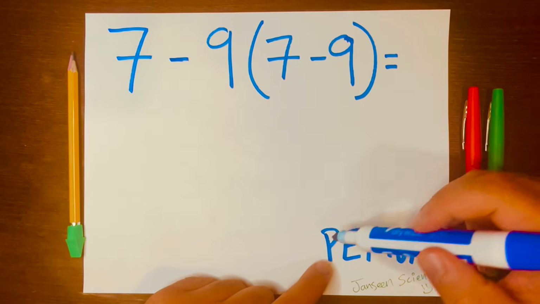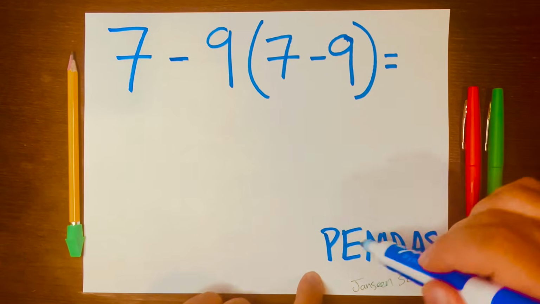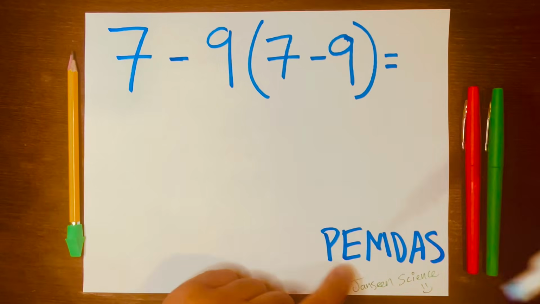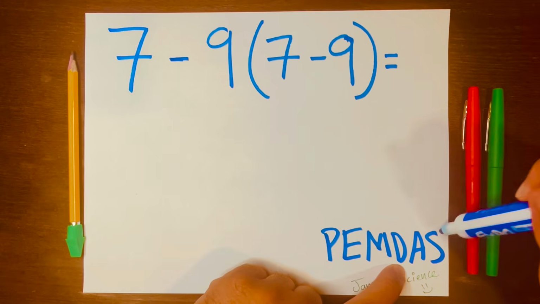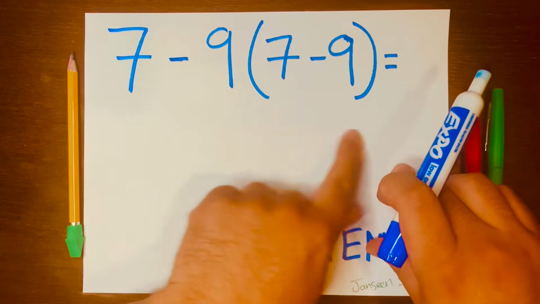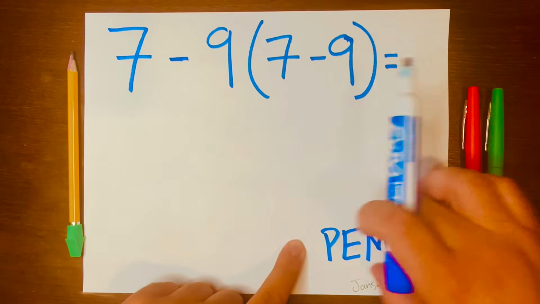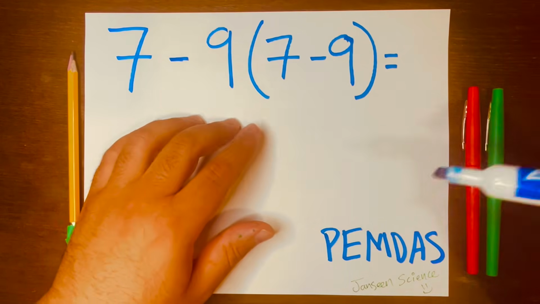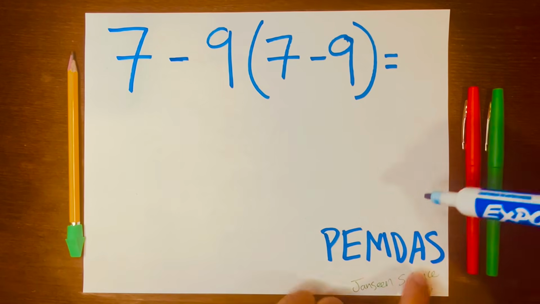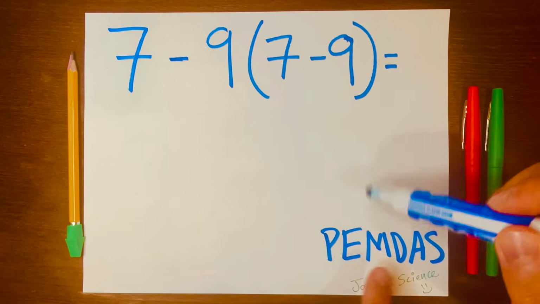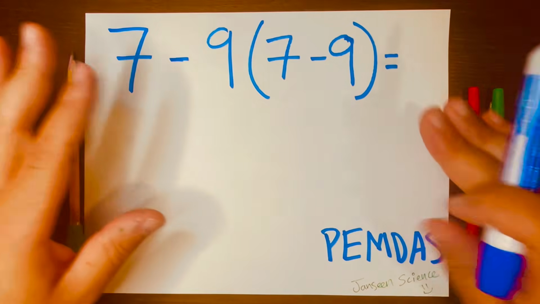I'll be using PEMDAS to help us solve this problem, and an easy way to remember PEMDAS is Please Excuse My Dear Aunt Sally, where P stands for parentheses, E stands for exponents, M for multiplication, D division, A addition, S for subtraction. If I analyze this problem, I see subtraction, I see parentheses, I see multiplication. So PEMDAS will definitely help me solve this problem. Remember that P is the highest level and AS will be the lowest level. There are 4 different levels. P has its own level, E has its own level, MD has its own level, and lastly AS has its own level. So let's begin solving this problem.